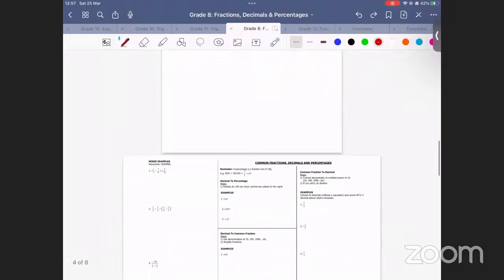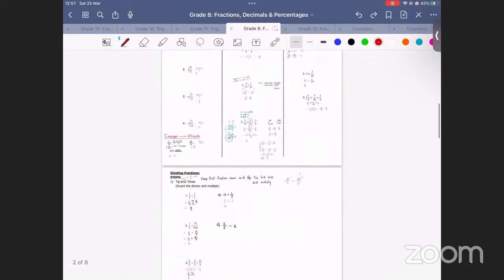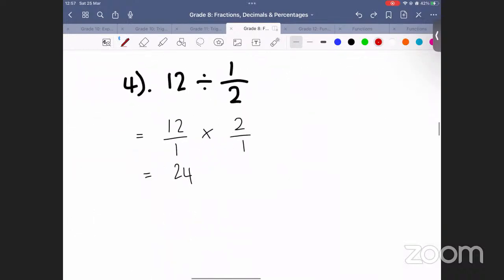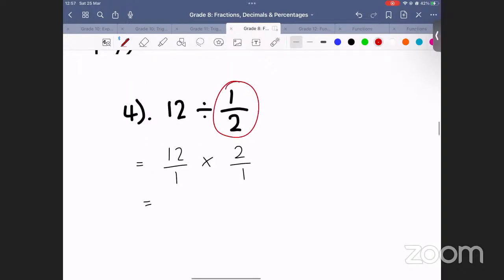Okay, let's move on. Where are we? Yes, so in this case, non-fractions you write as fractions. Any non-fraction you can write as a fraction over 1, and you flip it. So instead of having divided by 1/2, you're going to flip it. You're going to say multiplied by 2/1. Then you just have 12 times 2, which is 24.